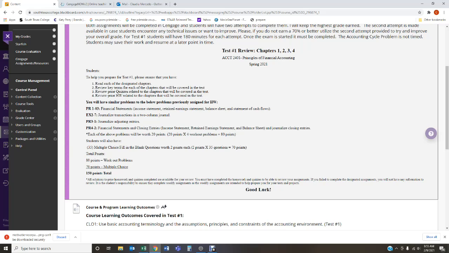So on your test, you're going to have a problem dealing with financial statements, how to prepare your income statement, retained earnings statement, balance sheet, and statement of cash flows. You're going to journalize a variety of transactions in a 2-column journal. You're going to journalize adjusting entries. You're going to prepare more financial statements and the closing entries, which includes the income statement, retained earnings statement, and the balance sheet, and journalizing closing entries.